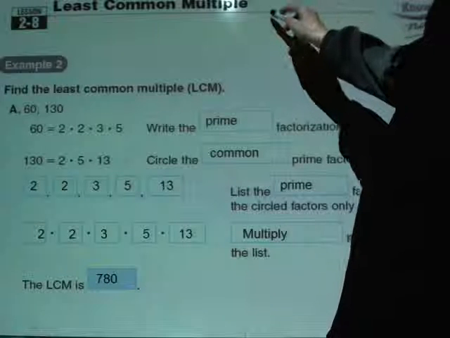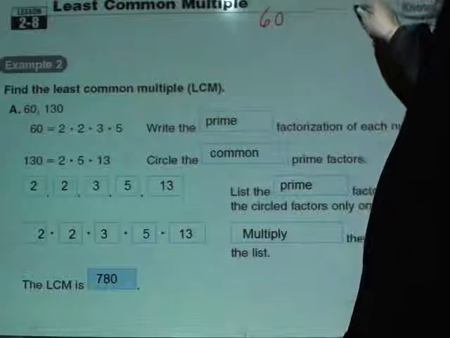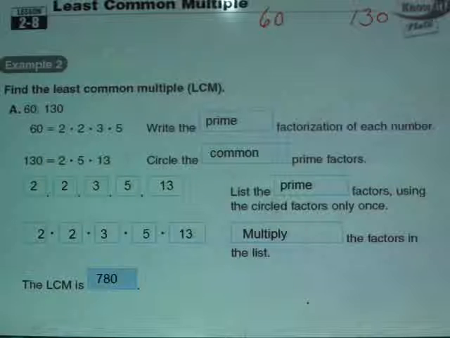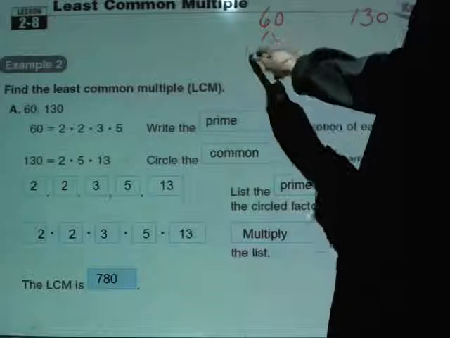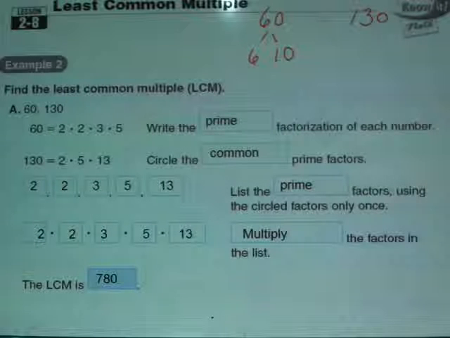Remember, prime factorization is a branching diagram. And you finish with a branch when you have a prime number there, a number that's divisible only by 1 and itself. Each branching is a product of the number directly above it. Okay? So, for instance, with this number here, 60, we've got lots of options, but I'm going to go with 6 and 10.